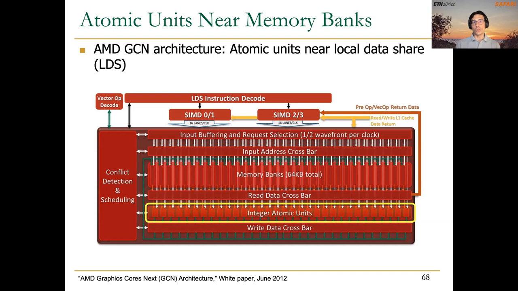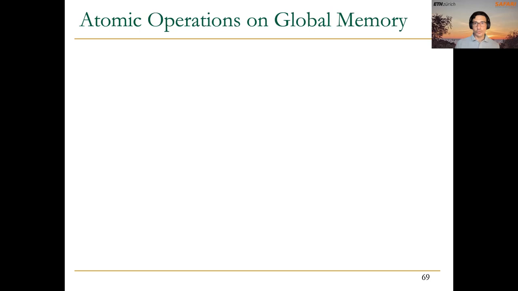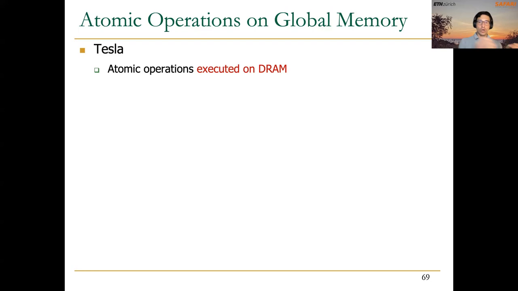Atomic operations have also evolved greatly in their execution on global memory. For example, in the Tesla architecture, the early G80 architecture from 2006, atomic operations were executed on DRAM. That means that every time we wanted to execute an atomic operation, we had to go to the global memory, fetch one value, bring it to the core, perform the increment, for example, or the addition, and then write back to the DRAM. So that was extremely costly.